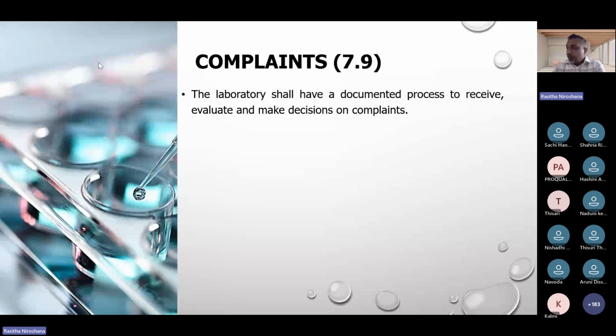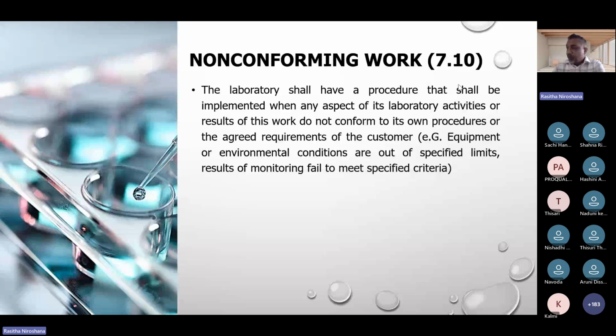So you should have a document process for you to make a decision for the complaint, but you have done that part. And now we are talking about non-conformity, 7.10. The laboratory shall have a procedure that shall be implemented when any aspect of the laboratory activities or results of work do not conform to its own procedure or agreed requirement of the customer.